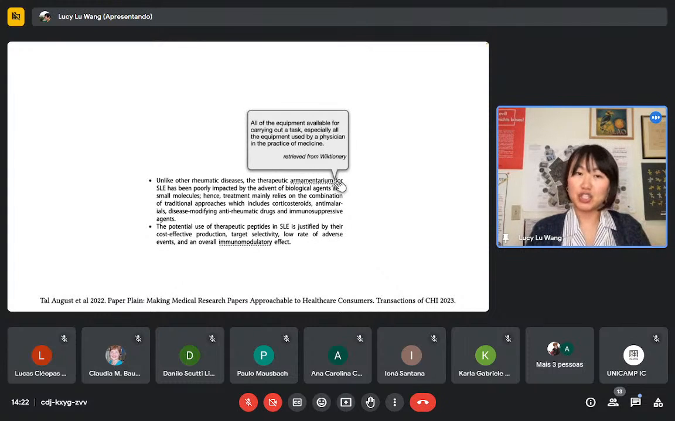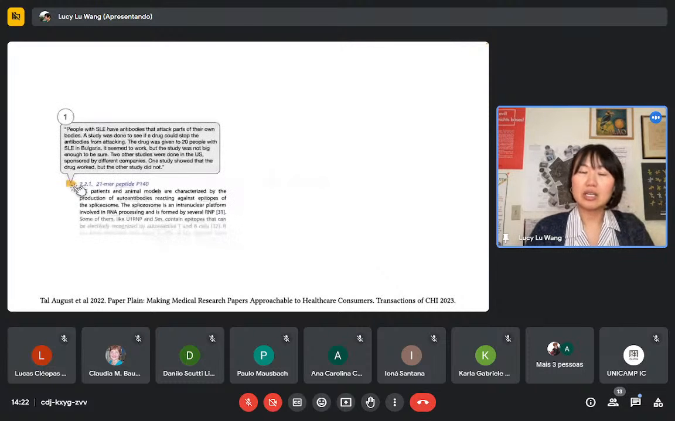So we identified jargon and named entities in the paper and then linked them to definitions from trusted sources such as Wiktionary, Wikipedia, and the Unified Medical Language System. So we then surface these definitions in tooltips where a user can click the term while reading the paper to gain access to the definition.